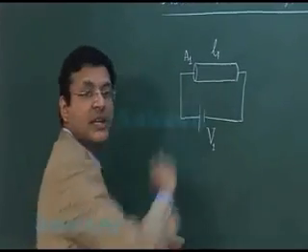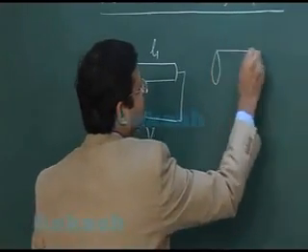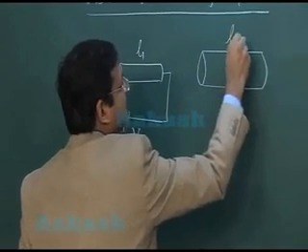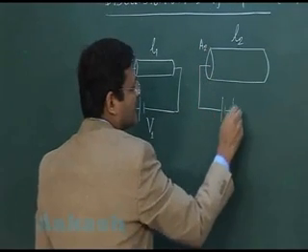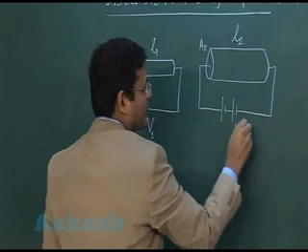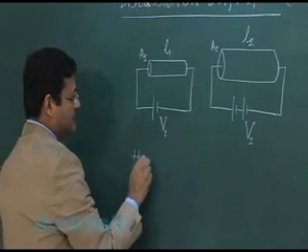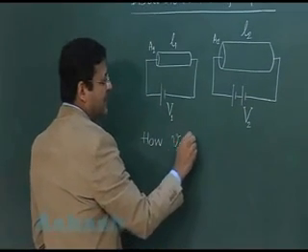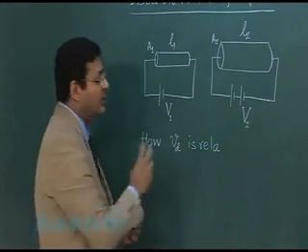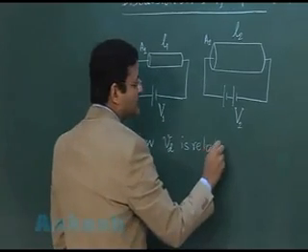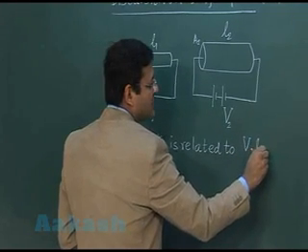You are given that there is a conductor whose length is L1, area is A1, voltage is V1. Now suddenly the conductor has been changed. Let us suppose the length has become L2, cross-sectional area is also changed, A2, and voltage may be changed. The question is how drift speed is related to the voltage change, length change and cross-sectional area change.